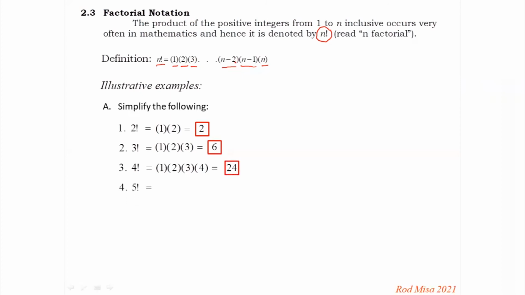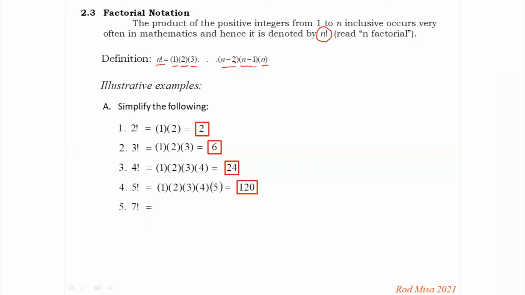So also for 5 factorial, 5 factorial is a product of the numbers from 1 to 5. So multiplying these numbers, 1 times 2, which is 2, and then times 3, which is 6, and then times 4, which is 24, and then multiplying it by 5, we have a product of 120. Therefore, 5 factorial is 120.